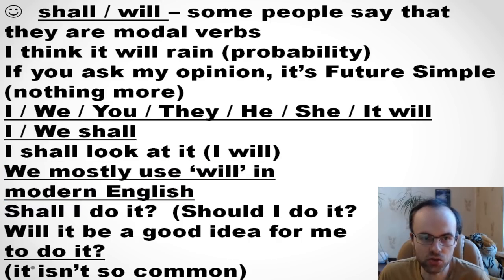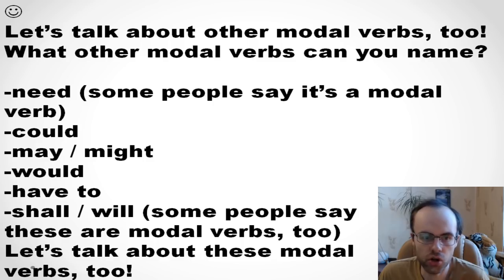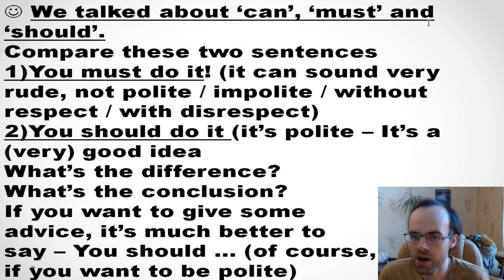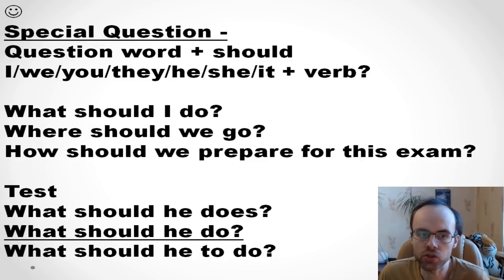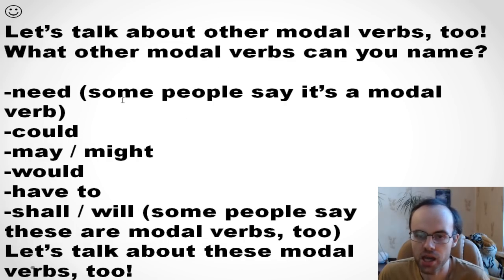Okay, my friends, so to sum up, or in conclusion, we talked about different modal verbs. Very good. We talked about can, must, should, and what is important, special questions with these modal verbs. It's extremely important, my friends. And we also talked about need, could, may, might, would, have to, shall, and will. Different meanings.